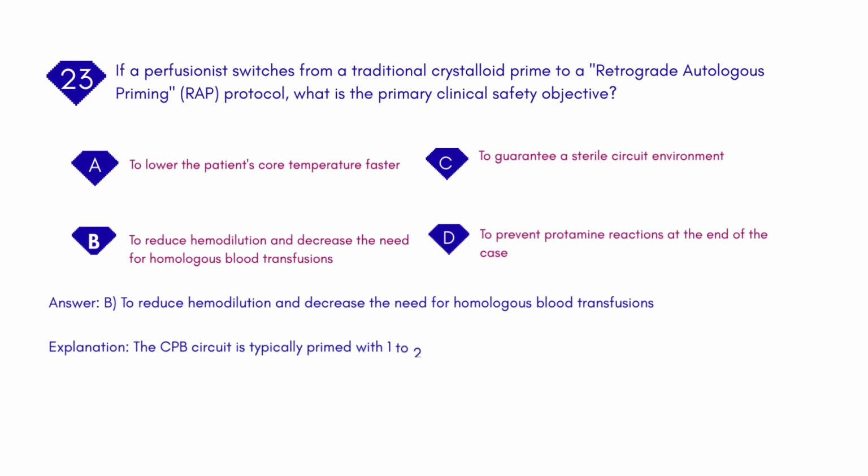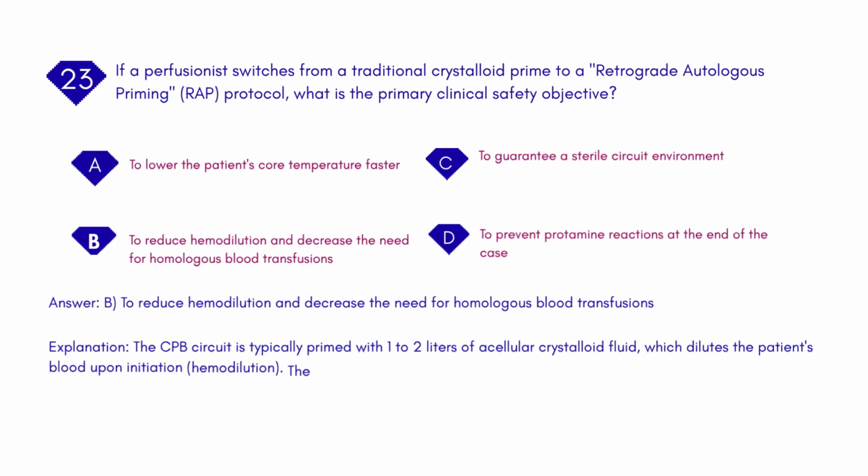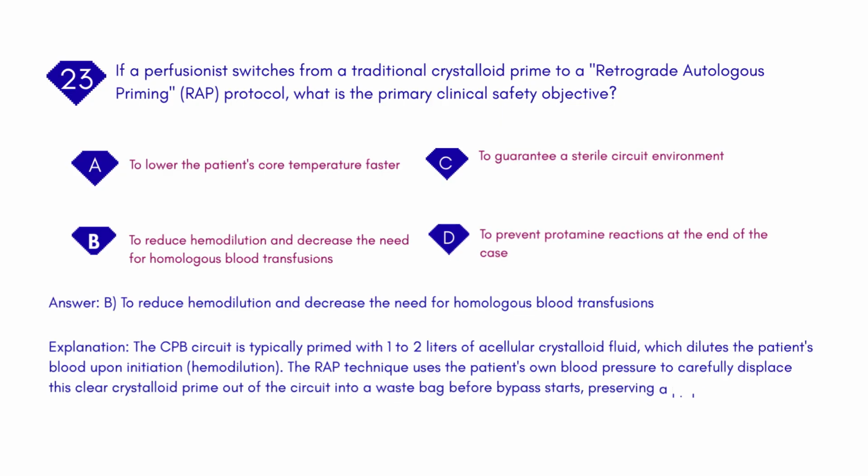Explanation: the CPB circuit is typically primed with 1 to 2 liters of acellular crystalloid fluid, which dilutes the patient's blood upon initiation, hemodilution. The RAP technique uses the patient's own blood pressure to carefully displace this clear crystalloid prime out of the circuit into a waste bag before bypass starts, preserving a higher hematocrit and minimizing transfusions.